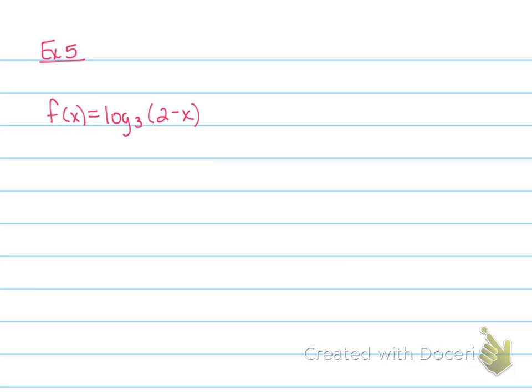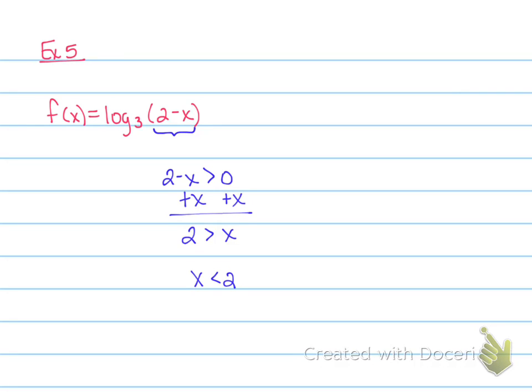Remember we said the domain had to be from 0 to infinity, but 0 is not included. What that means is whatever you're taking the log of has to be a positive number. So this 2 minus x right there has to be greater than 0. If I move the x over, I find that 2 has to be greater than x. We always like to have x written first. It's not mandatory, but I just like that. So I'm going to flip it over: x is less than 2.